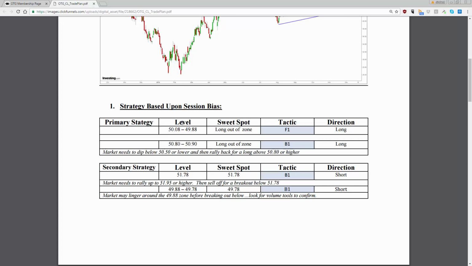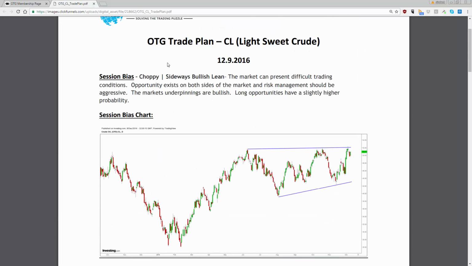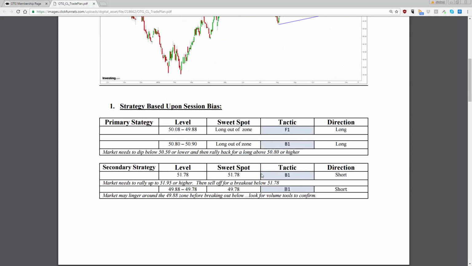Given the fact that we have a bullish lean to this market, we give you the primary strategies and the way to get into and out of positions. We give you these tactics and then the direction for actionable trade ideas.